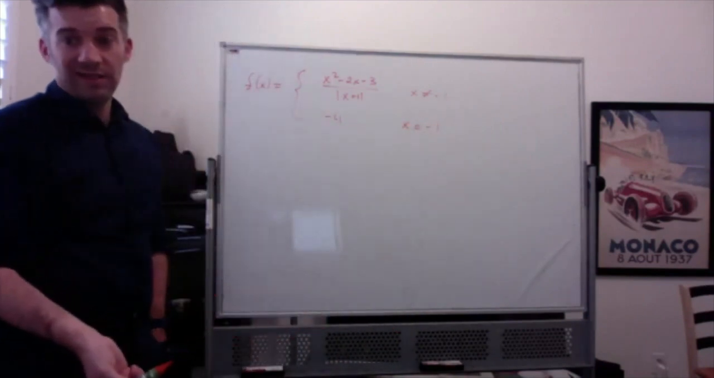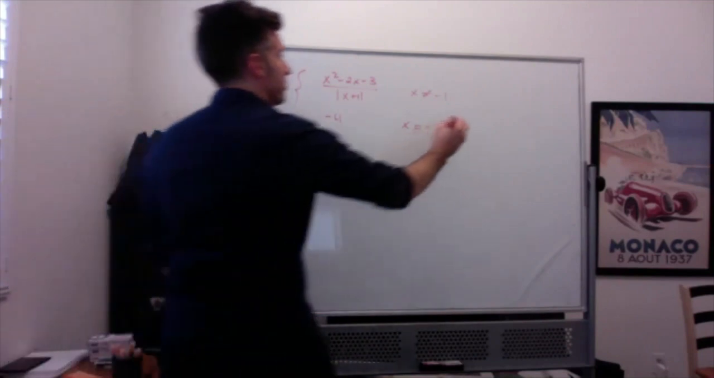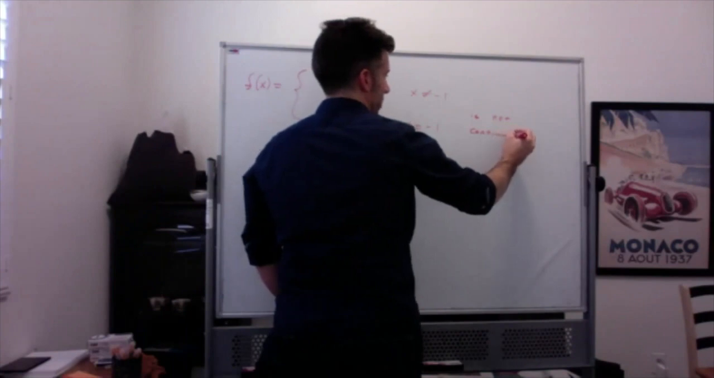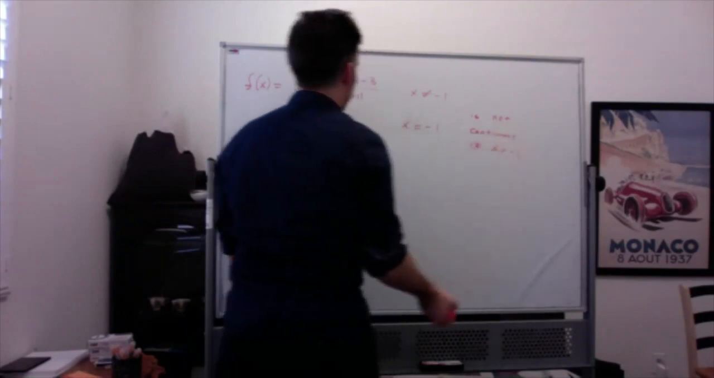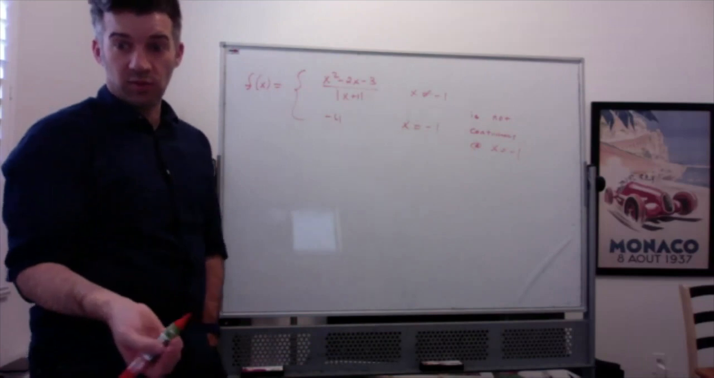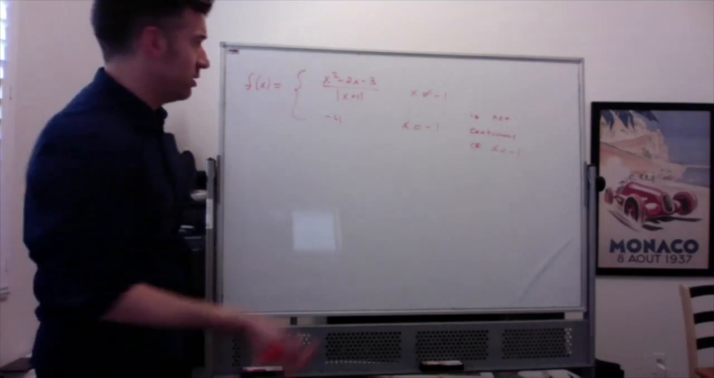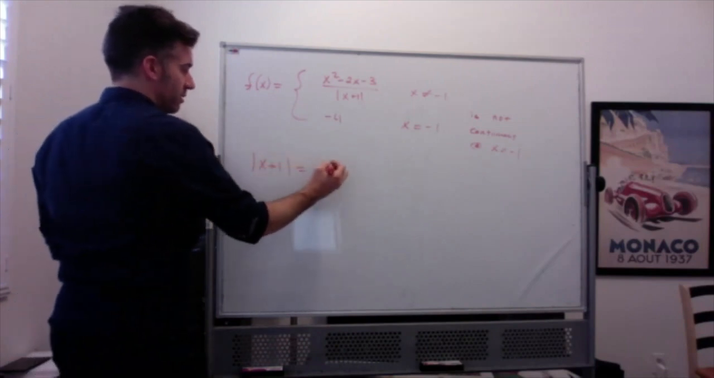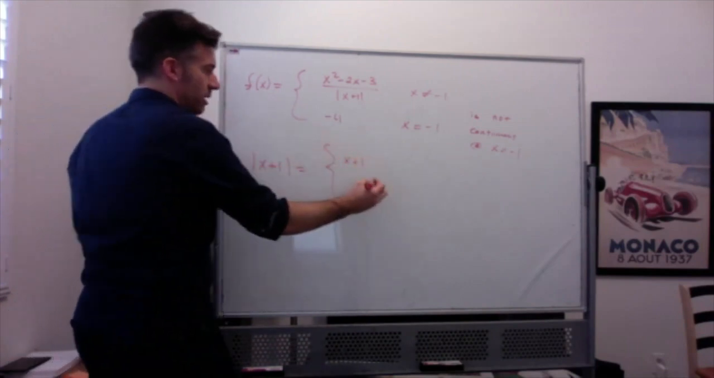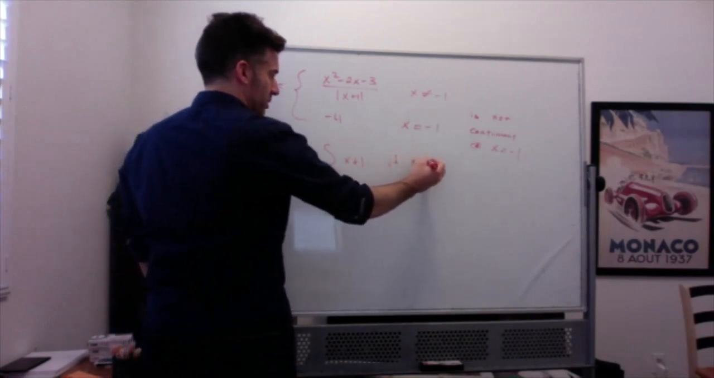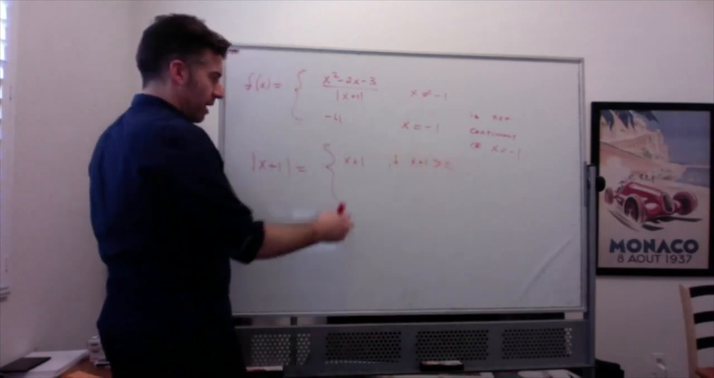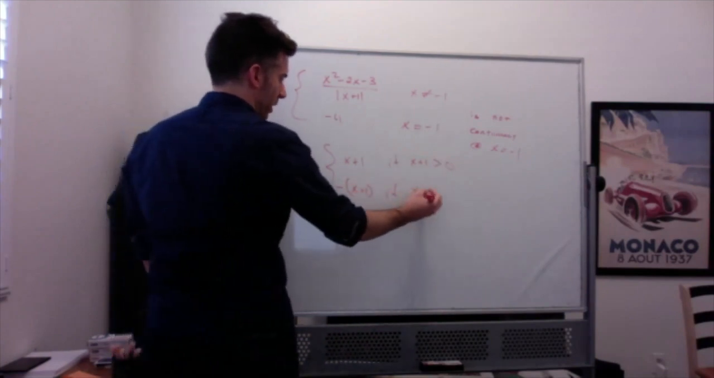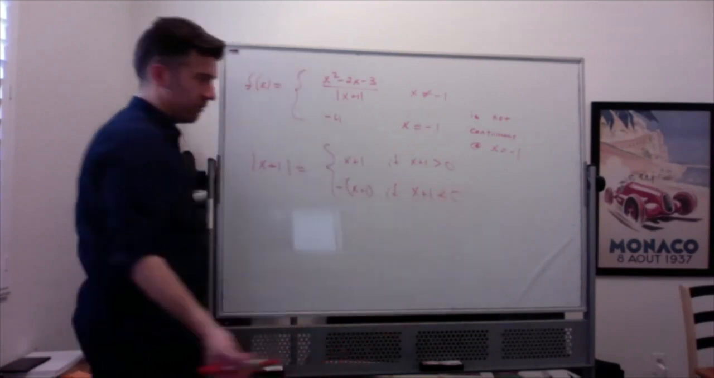You can also show that this is not continuous at x equal to negative 1. And you have to employ the same sort of definition: that the absolute value of x plus 1 is x plus 1 if x plus 1 is positive, and it's equal to the negative of x plus 1 if x plus 1 is negative.